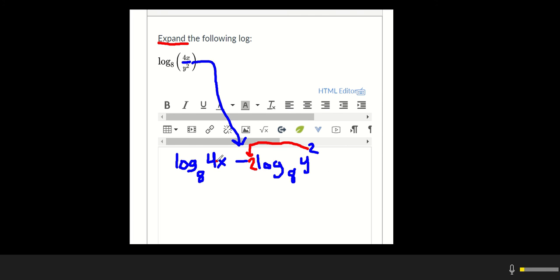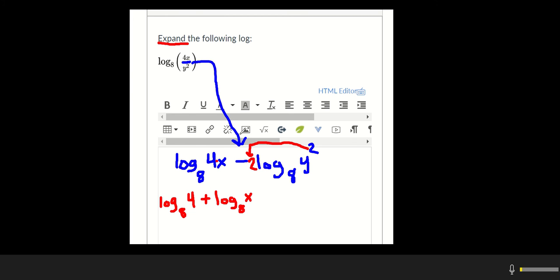But also here we have in the argument, this is the argument, 4 times x, meaning they're multiplying together. Well, remember, multiplication becomes addition. So I'm actually going to separate this whole thing here. So log base 8 of 4 plus log base 8 of x. So because I'm multiplying 4 times x, I can separate that into 2 different logs, one with a 4 and one with the x, and make sure I'm adding them. So remember, multiplication becomes addition.